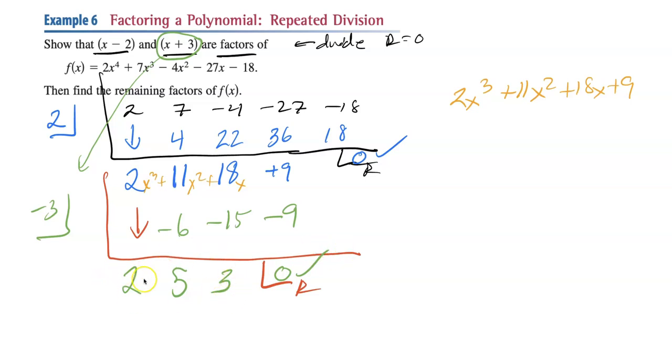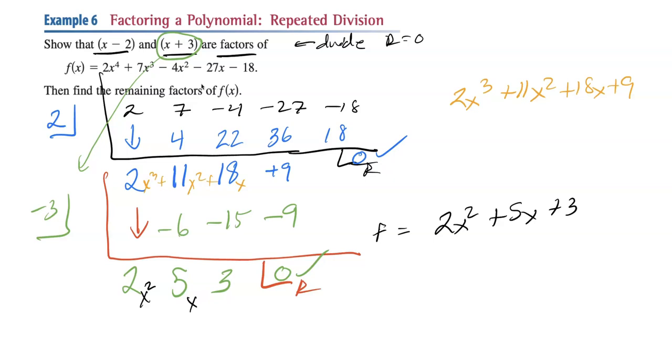Now remember, this is always one power less. We started at x cubed, and because we didn't reset, we just used my answer to go down again. So now this should be x squared, this would be x. So we have 2x squared plus 5x plus 3. So that's our function. Now, normally I would be done, since I showed they're factors, but then it said find the remaining factors. How do I do that?